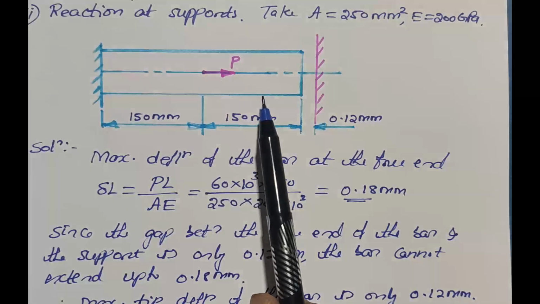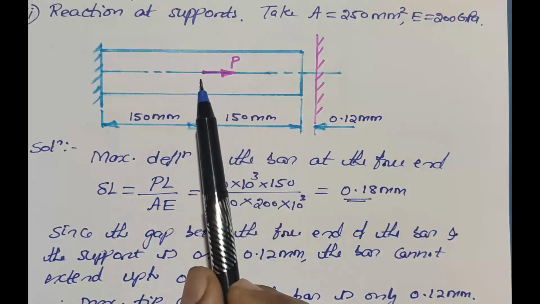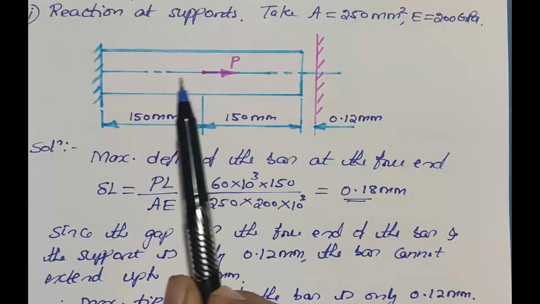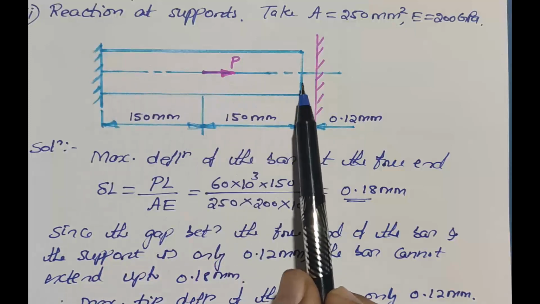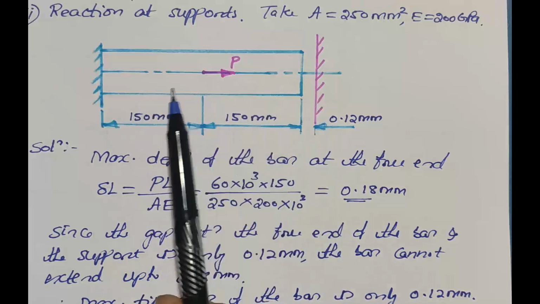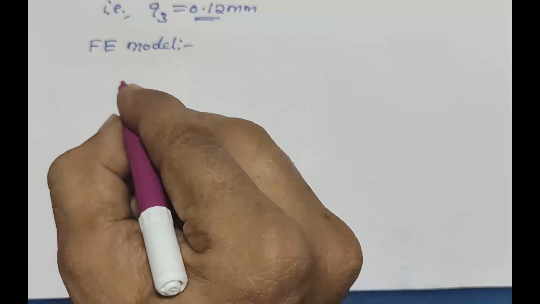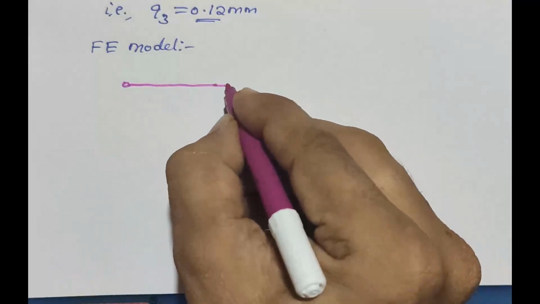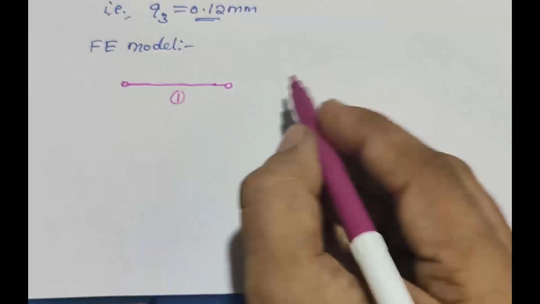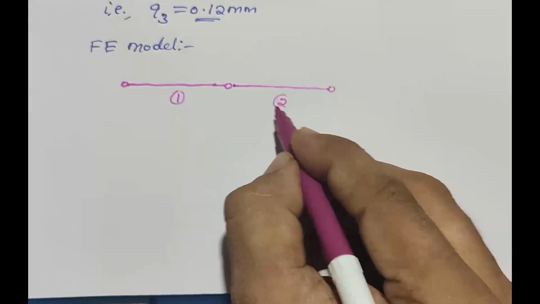Here for the finite element model we have to use two 1D bar elements because there is a load applied at the midpoint of this bar. Means from here to here you have to use one element and from here to here you have to use one more element. Therefore totally you have to use two elements for the discretization process. So FE model. This is element 1. This is element 2.